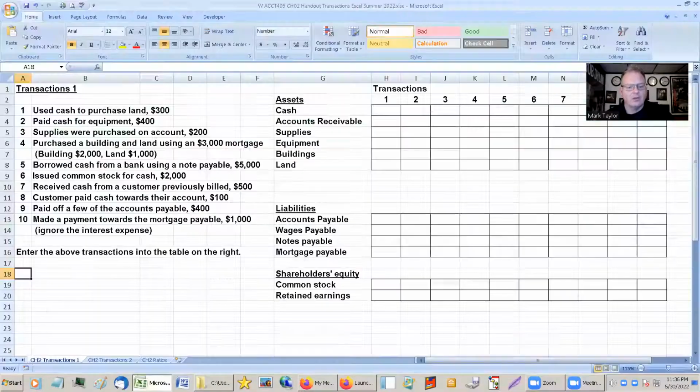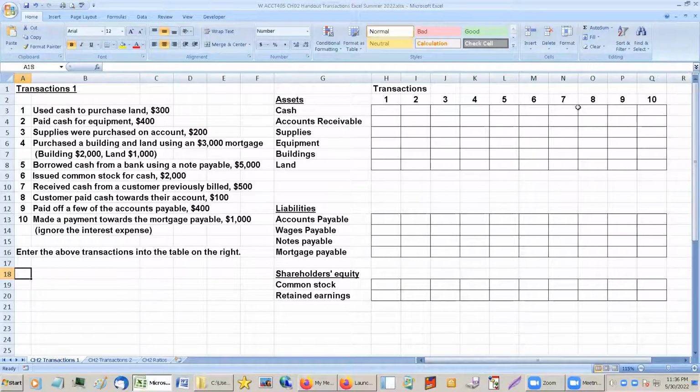We're going to do that. The chapter 2 handout. And what we're going to look at is the transactions and how the transactions will actually change the financial statements.